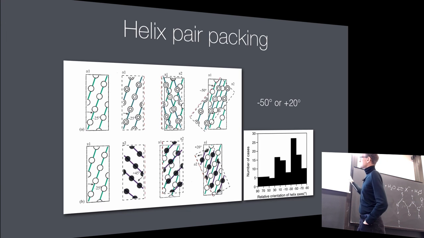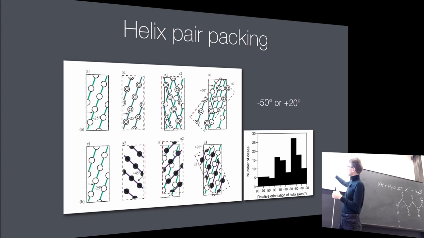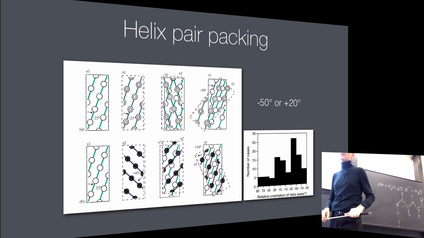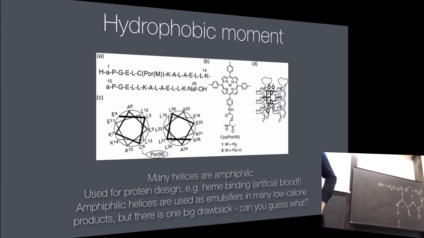So what are the things that do occur? And here too, as we already hinted, there are pretty much only two ways that these things can be packed. We could in theory use that for protein design. If I take a model, I take two helices and I know that they should be either roughly minus 50 or say plus 20. Let's try to build some side chains there that stabilize each other and see if I can create a small artificial protein that is stable, such as a small four helical bundle.